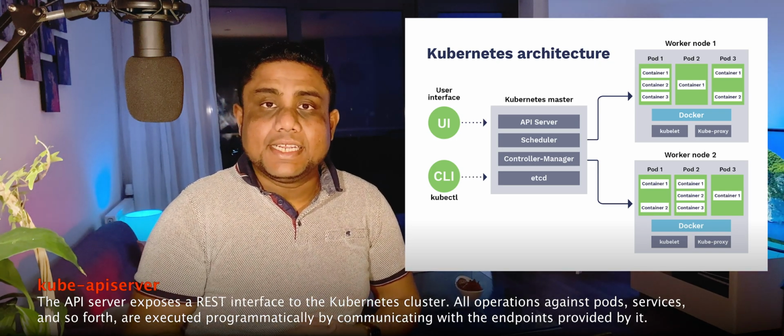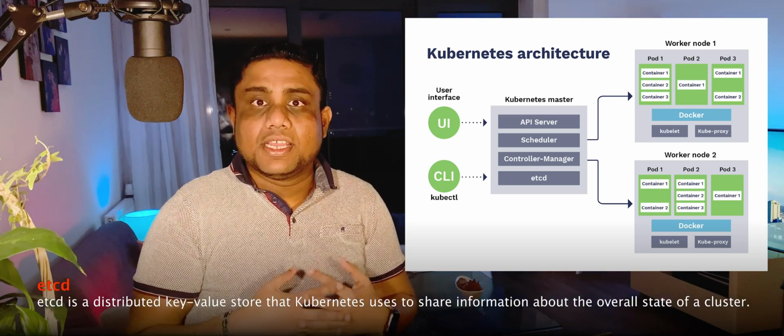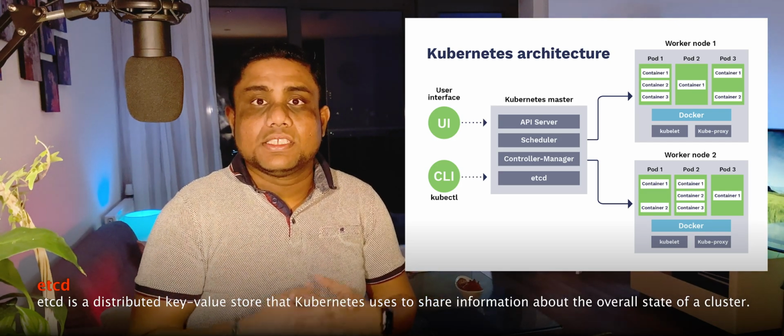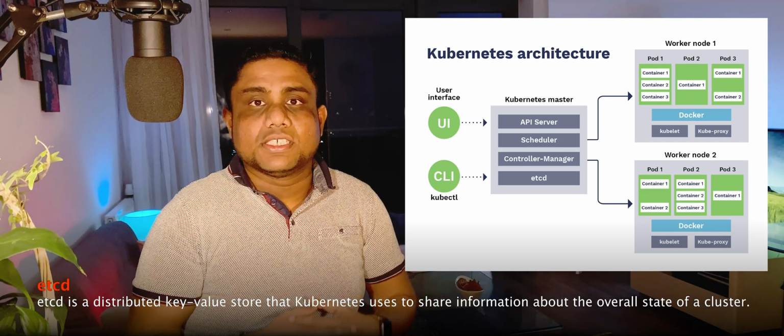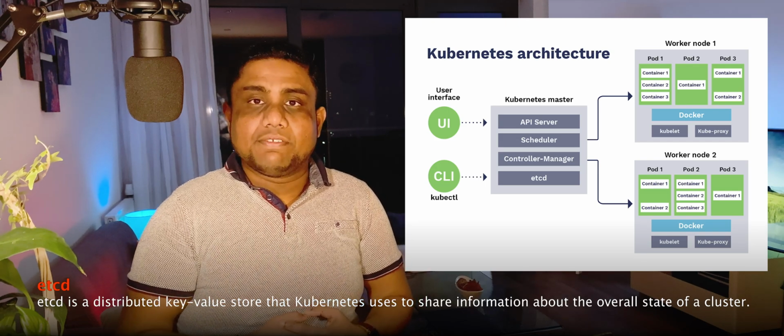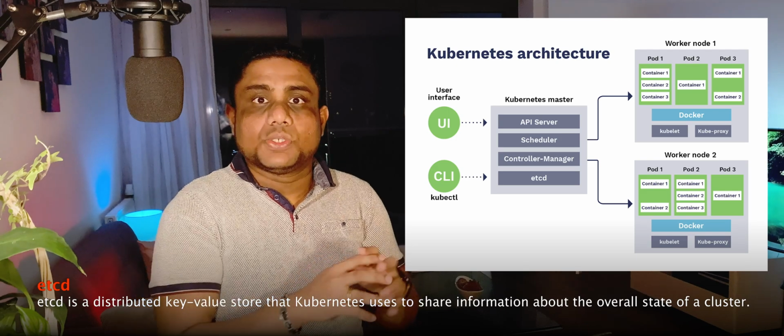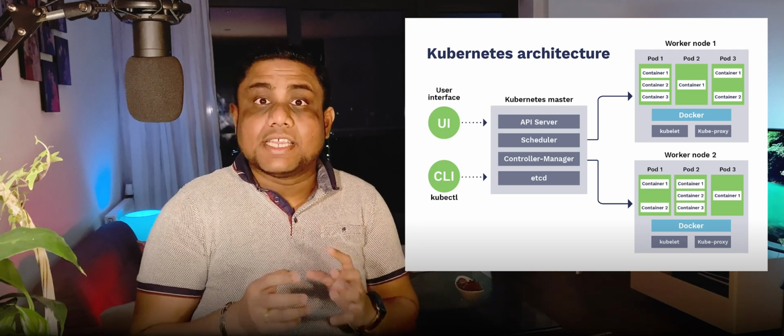Then there is etcd. It is a highly available, consistent key value store. All the details about the Kubernetes configurations, all the application component definitions that you are setting up within the cluster will be stored in etcd as key value pairs.